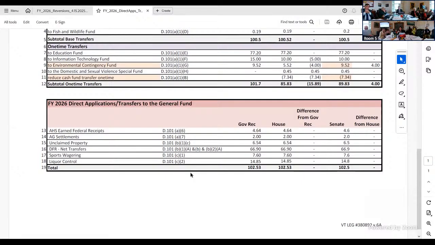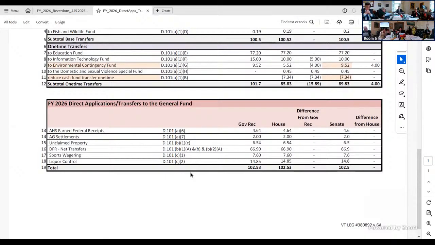Cannabis is not on here because that money already just automatically goes to the general fund. And in the DFR net transfers, is that one where you can have a big swing? Yes, there can be a big swing. I think we've worked to try to moderate the swing a little bit. It used to be some fees only came in every other year, so you get these large spikes. But I think that's been moderated a little bit.